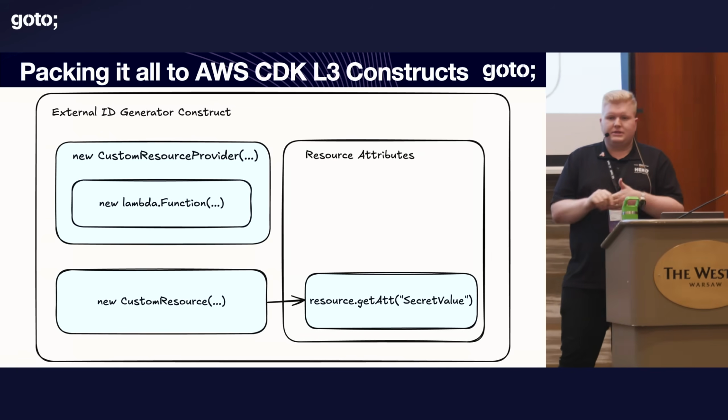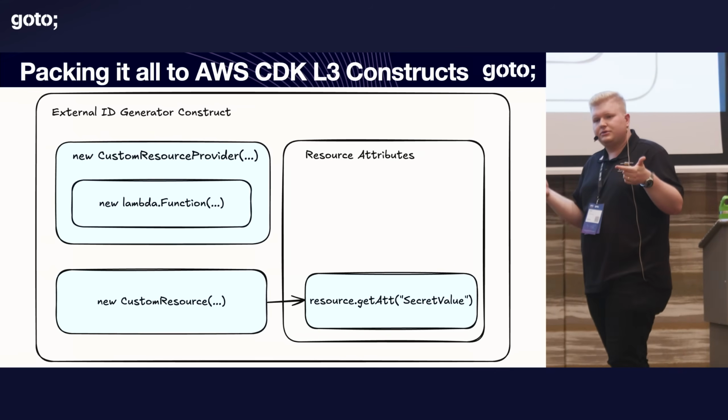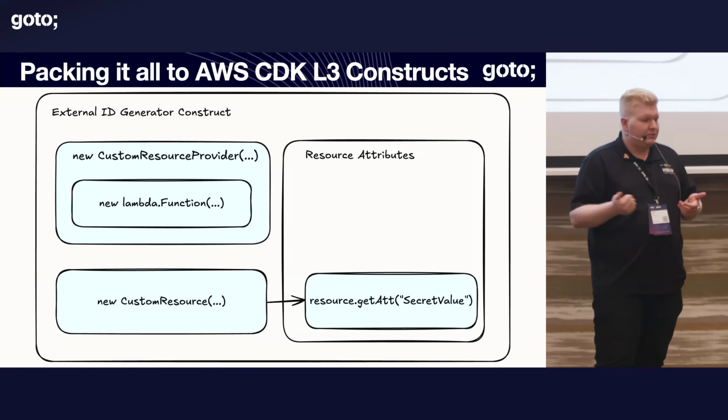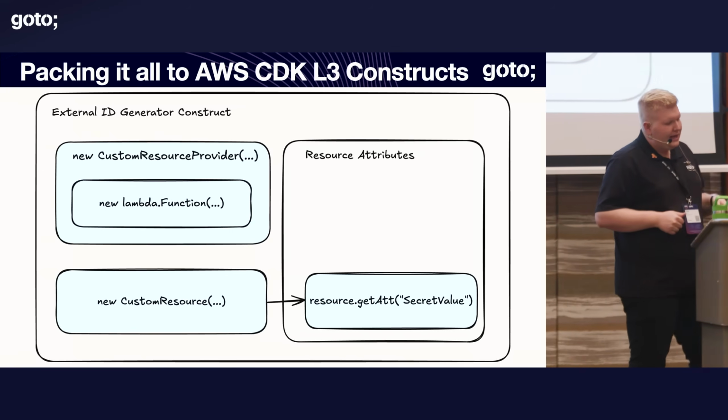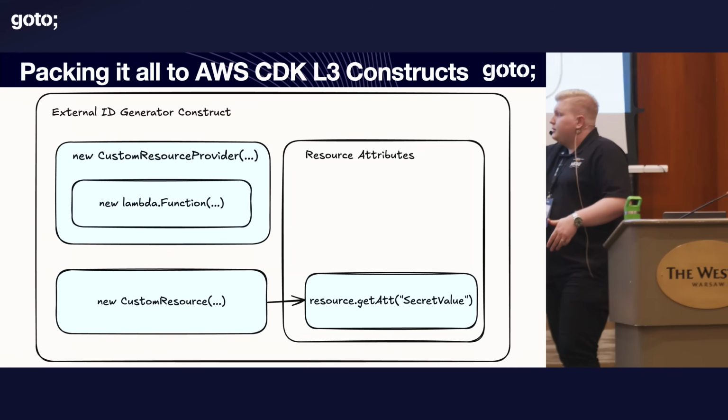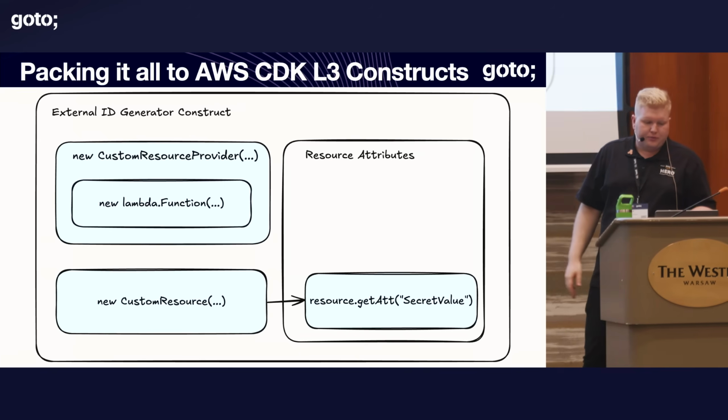And its responsibility is that even if you create 10 custom resource instances, you will have just one Lambda handler and not 10, because you don't need 10 Lambda handlers. And then you just create a custom resource instance, and you can get whatever attributes out from that you need.